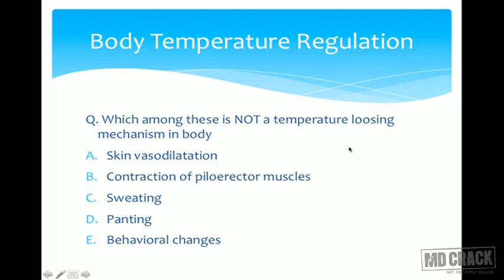Now look at the question here. Did you get the correct answer or is there any confusion? Yes, I would like to help you.